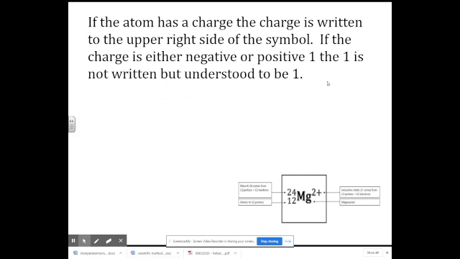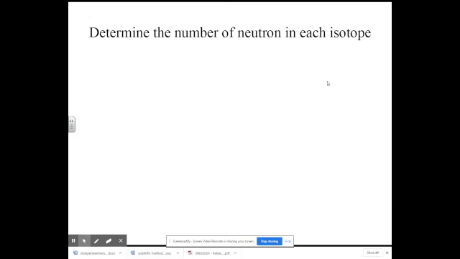If the atom has a charge, the charge is written in the upper right side of the symbol, but we will not really talk about the charges as much in this section. That'll be more later on when we talk about ionic bonds. So determine the number of neutrons in each isotope. I'm going to do some examples with you guys, and then to review how you find the number of neutrons, you subtract the mass by the atomic number. Now, instead of using the mass on the periodic table, you're just going to use the mass that they give you because it's different, because the number of neutrons have changed.